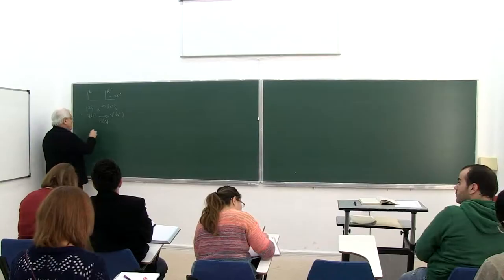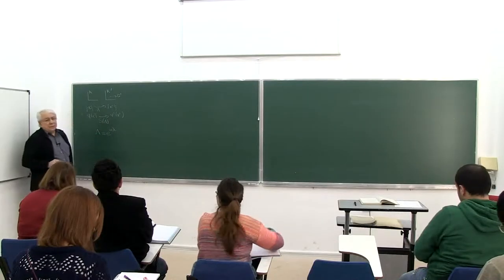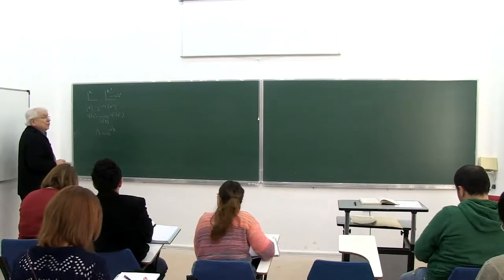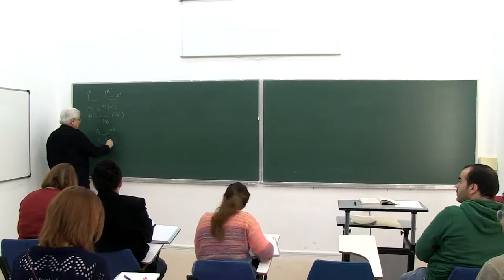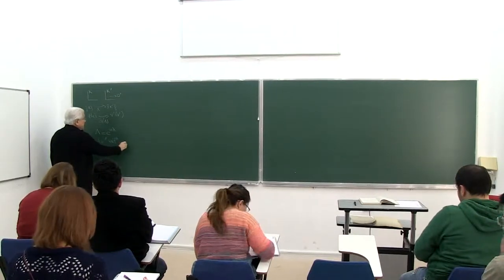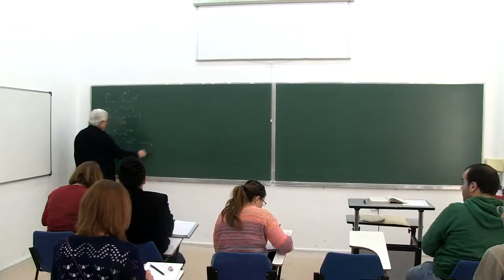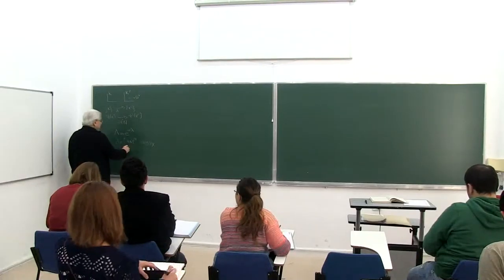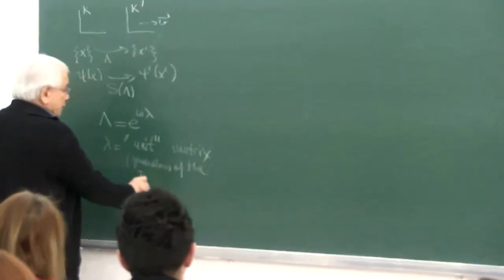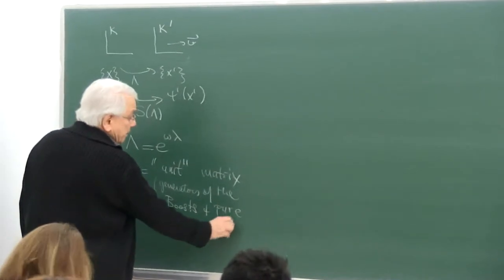And we have parametrized the lambda as such. Omega is the parameter, and lambda is sort of a unit matrix, so-called unit matrix, I'll explain what that means. They are actually the generators of the boosts and the pure rotations, okay.